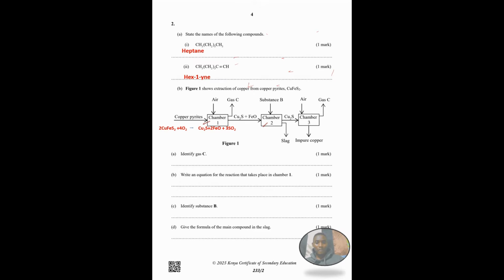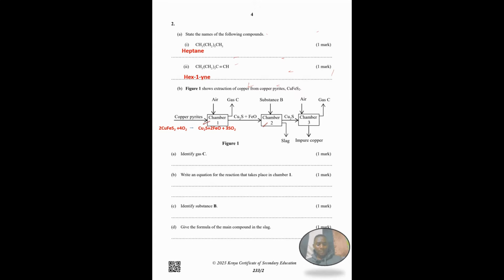And I've said that the copper 1 sulfide and iron oxide mixture, once they are formed, we add substance B, and our substance B is silica or silicon 4 oxide, which is heated in chamber 2. Copper 1 sulfide melts, and the iron 2 oxide reacts with silica to form iron 2 silicate, which is collected at the bottom part of the furnace as a slag.